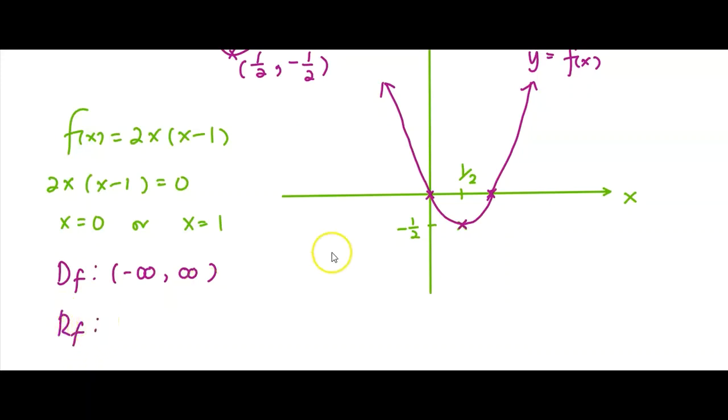For the range, we will find the lowest value of the graph. This is the lowest point of the graph. The lowest point has the y-coordinate negative 1 over 2, meaning that our range will start from negative 1 over 2 up to infinity, because the graph shows that it's going up non-stop. So our range will end at infinity.